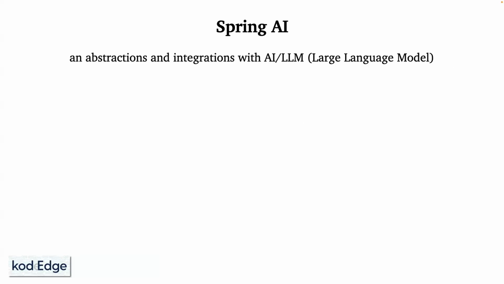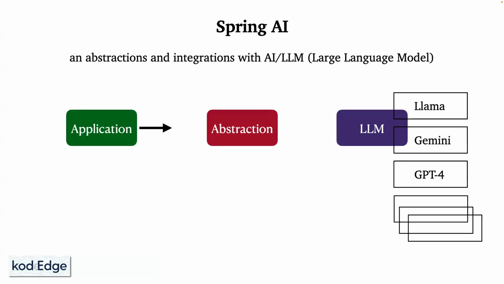Now let's understand what features Spring AI provides. Spring AI provides abstractions to integrate with multiple LLMs. These abstractions have multiple implementations, enabling easy component swapping with minimal code changes.